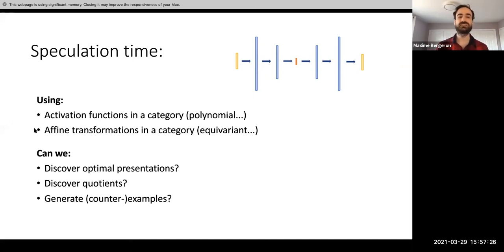You fix a class of affine transformation that you care about. Maybe you care about equivariant maps with respect to some group action. And then, can we discover optimal presentations? Can we discover the dimension of the quotient? Can we generate counterexamples? Can we generate examples?